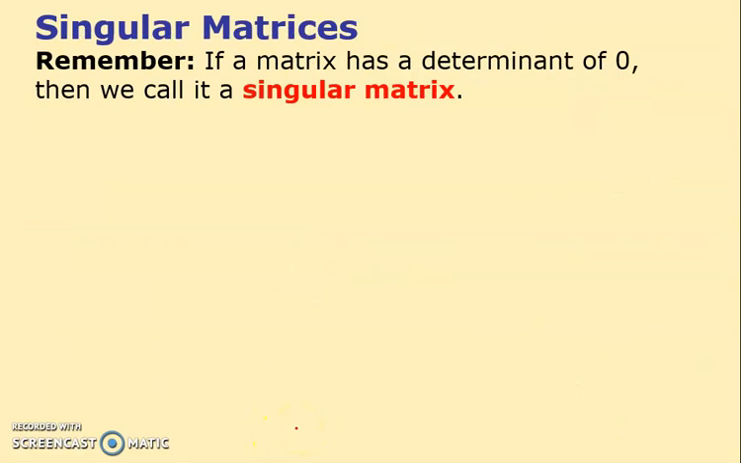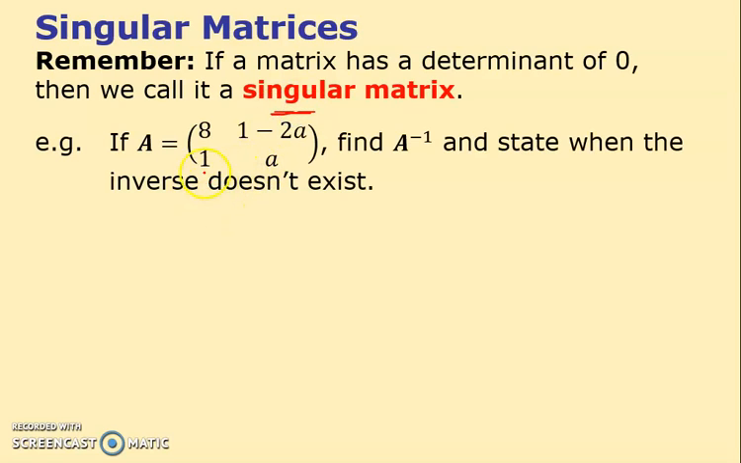Remember that last lesson we said that if a matrix has the determinant of 0, then this is called a singular matrix. So here's a question. It says: if A equals 8, 1, minus 2a, 1a, find the inverse and state when the inverse doesn't exist. I'll find the inverse first of all, and then I'll talk to you about why this is to do with singular matrices.